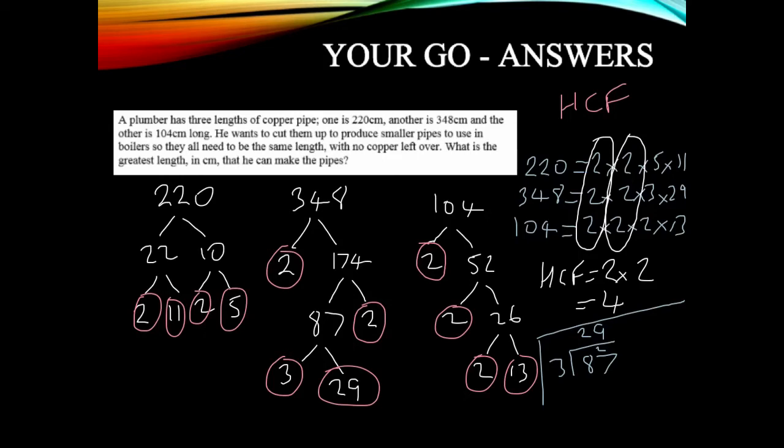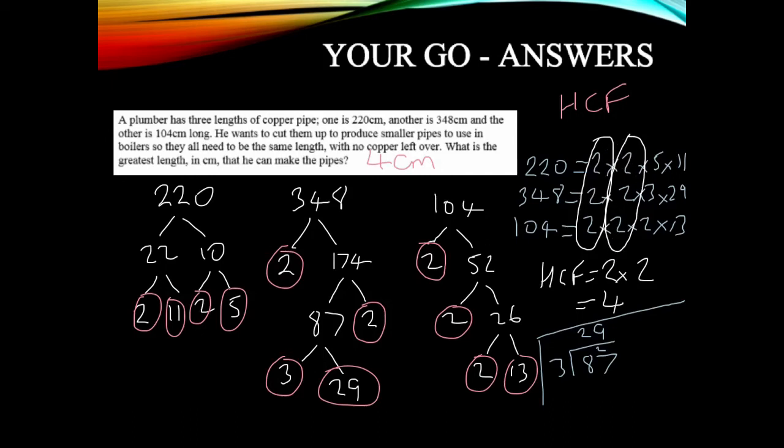In terms of answering the question, what's the greatest length in centimetres that you can make the pipes? 4 centimetres. Okay, if you manage to do that, that's really, really good. I haven't shown you at this point how to do it with 3, but I was hoping that you would be able to see the process here being exactly the same. We're finding numbers that are in all of the lists. That's why they're common. Okay, so this is the bit that makes it common.